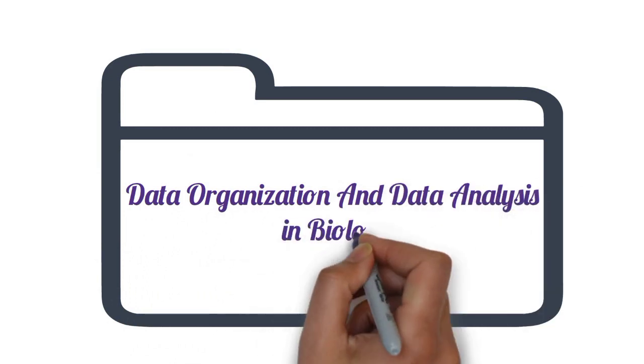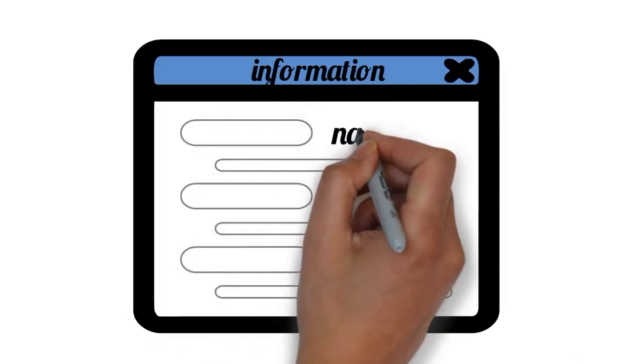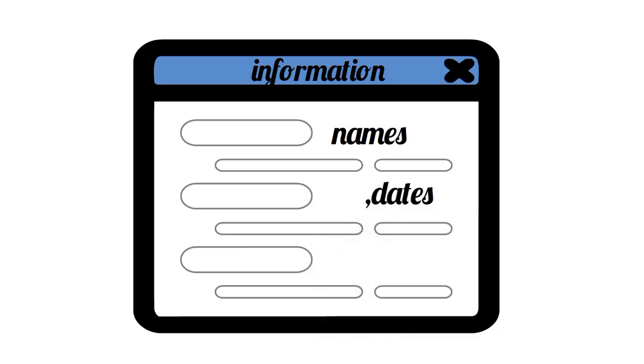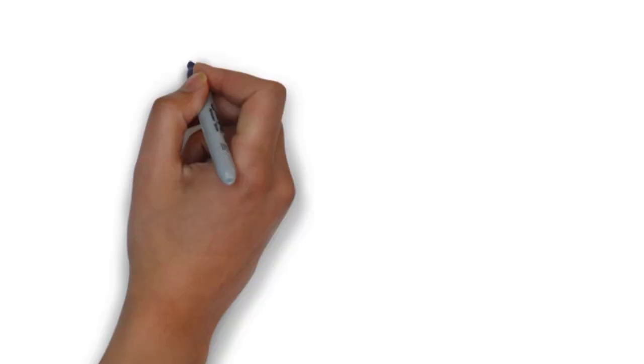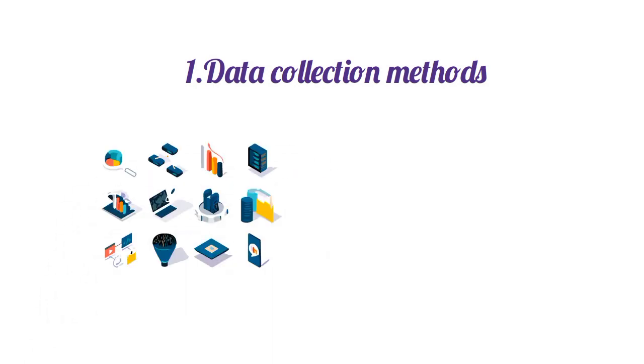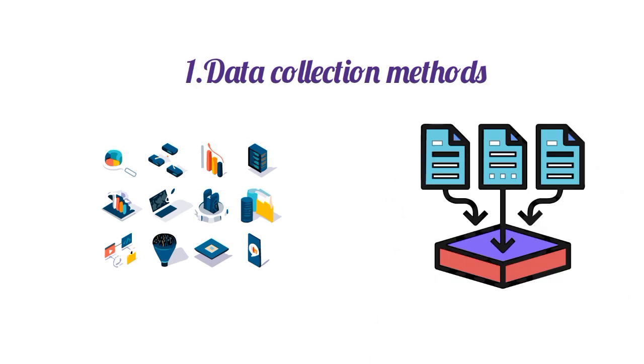Data organization in biology. Data in biology refers to the information collected through observations and experiments, such as names, dates, or values. Proper organization of this data is essential for scientific research. Here are some key points about data organization. 1. Data collection methods. Before conducting experiments, scientists must clearly describe their data collection methods. This step ensures the quality and reliability of the experiment. A well-documented methodology is crucial for the repeatability of the experiment.